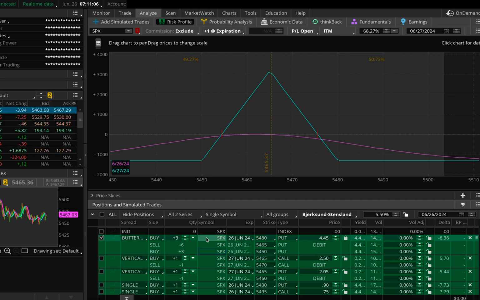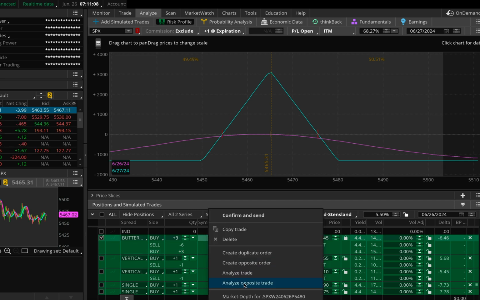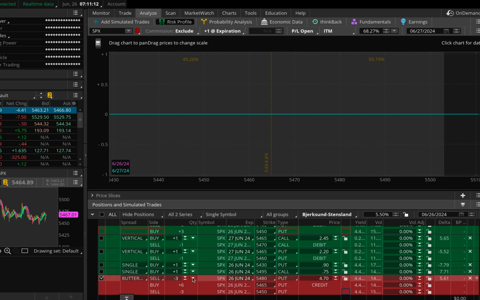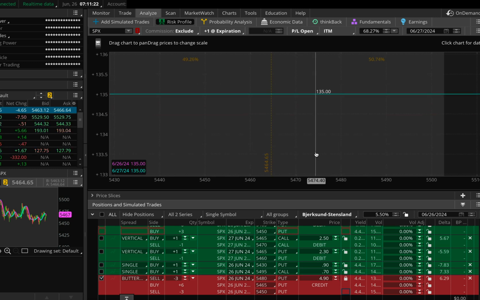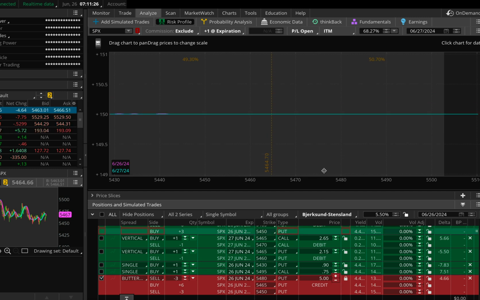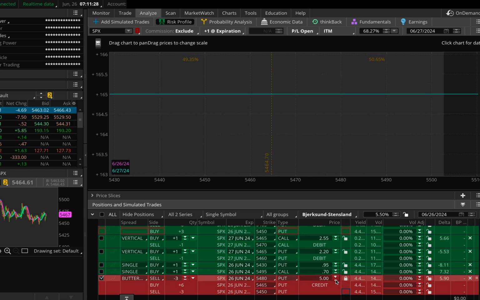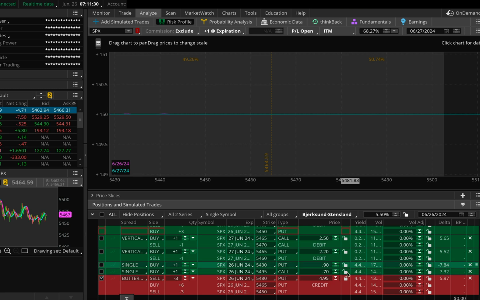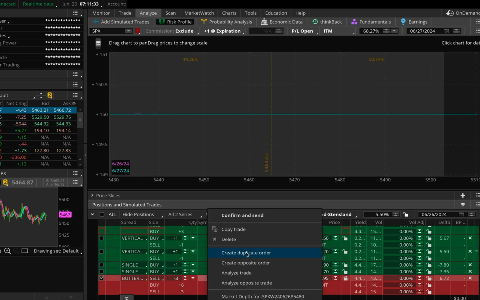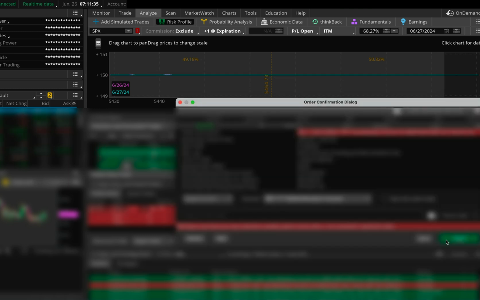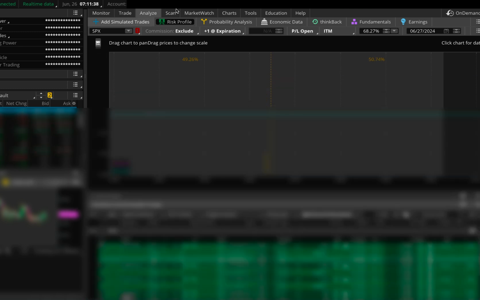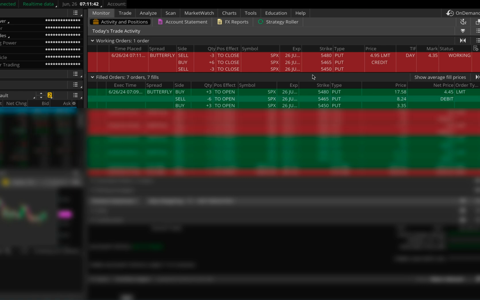And since we have 3, I'm going to go ahead and set my automatic exit order. So I'm going to say analyze opposite trade. And then I just need to figure out, so we're going to bring in 150 today. That's our goal. And so to do that, we need to sell these 3 butterflies out at $4.95. So I'm going to set that out there to work. Check it. Okay, there it is working. That's our automatic exit order.